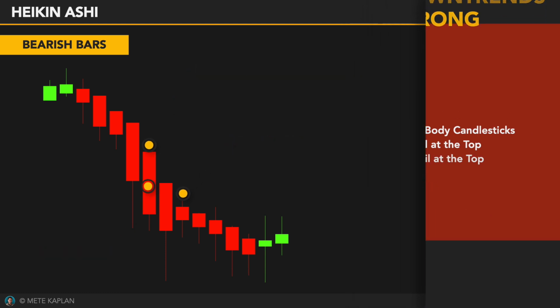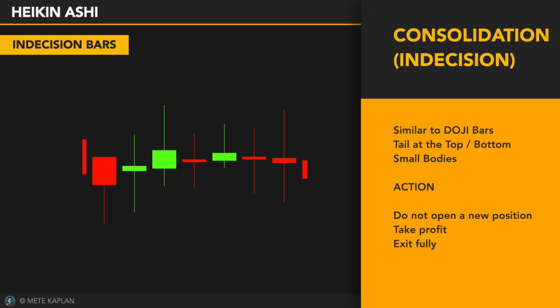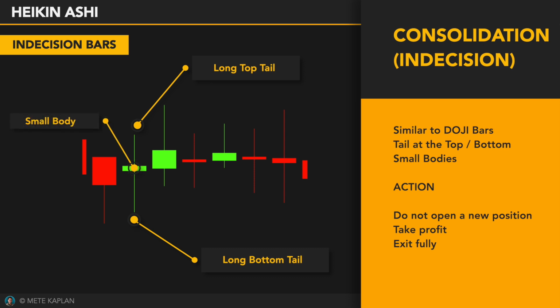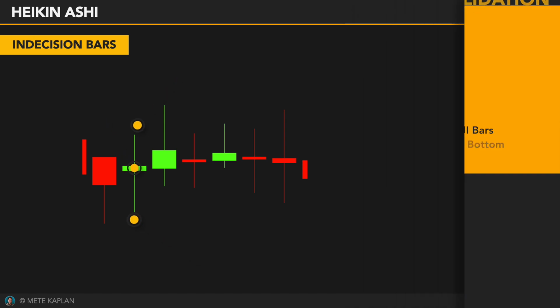Finally, indecision candlesticks. Just like doji bars, there are significant tails at the top and the bottom of the candlestick. Plus, the body of the candlestick is generally small. We see these candles mostly during consolidation periods or as early trend reversal signals. Indecision candlesticks are a great indication to take profit or close your position if you are already in a position.